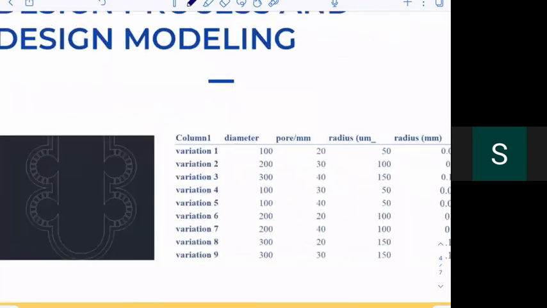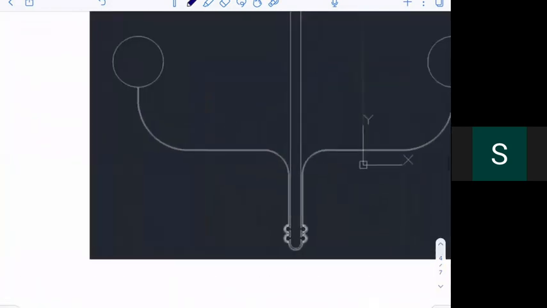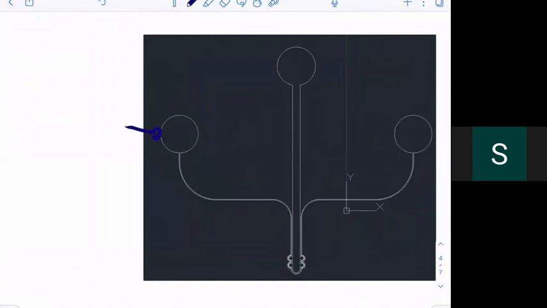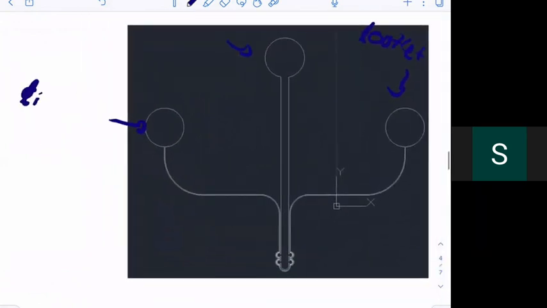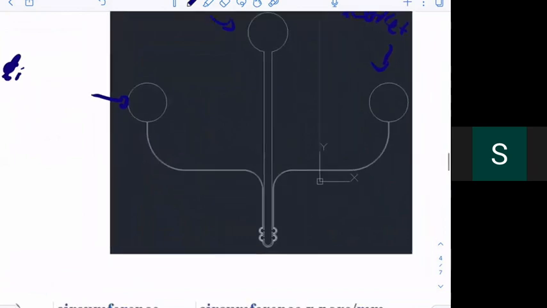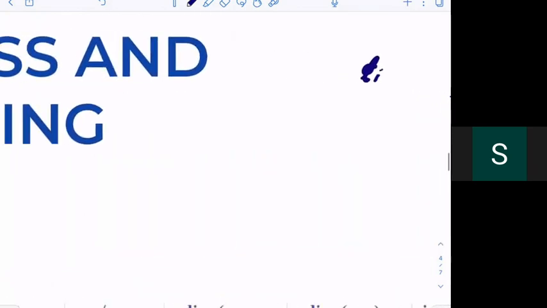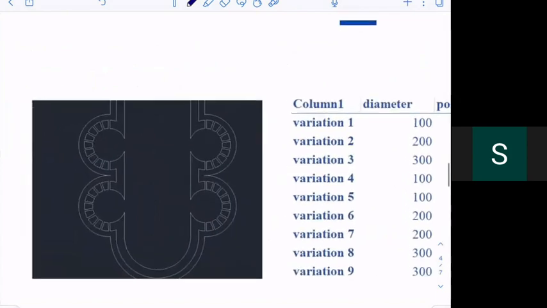If you look right here, this is the CAD drawing of the device. This right here is going to be the liquid inlet, and this right here is going to be the liquid outlet. And this right here is going to be the gas inlet where the gas would be flowing. So the device behaves in a liquid and gas manner. These sacs right here are the alveoli clusters. We have 4 of them.